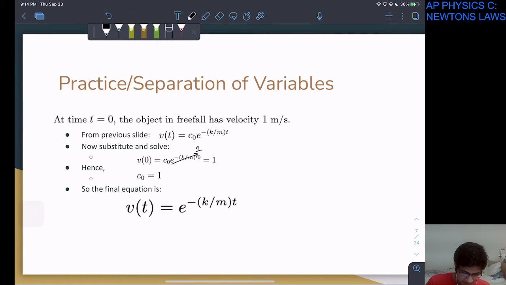So the final expression now, we can substitute in c0 is this here, and this equation is only valid if at time t equals 0, the velocity is 1. If the velocity were something else, you have a different initial condition, you get a different constant up here.